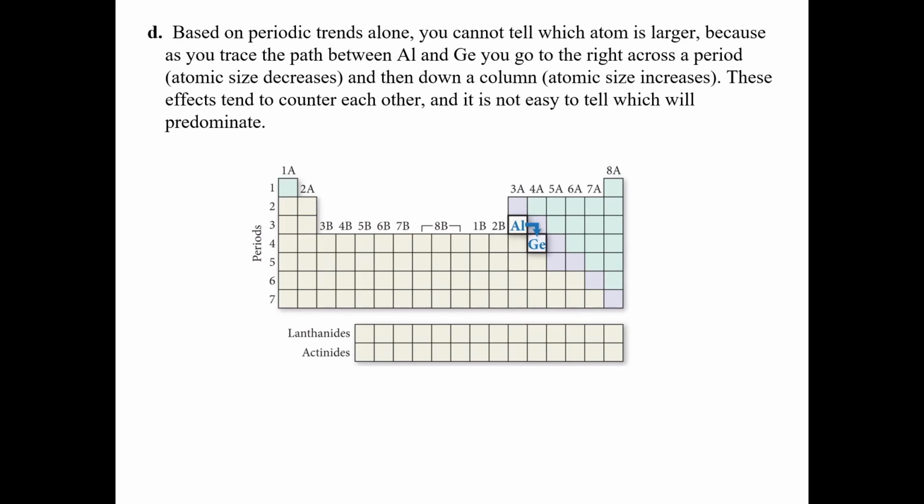Now let's take a look at Al and Ge. We start off with Al and we move to the right. That decreases the atomic radius. Now we're going to go down the column. That increases the atomic radius. So because we have that counter effect, we can't really tell which one is actually the larger one. So for part D, we just don't know.